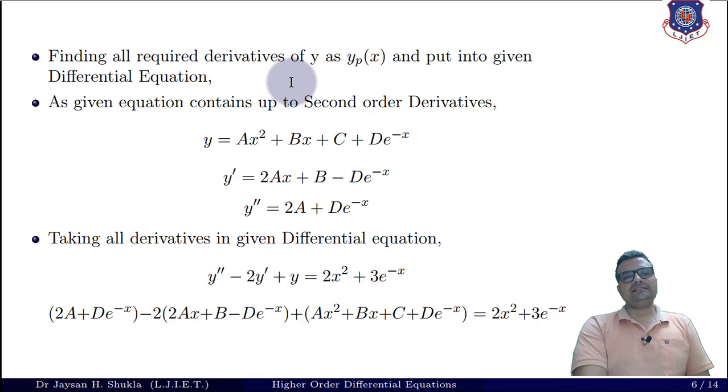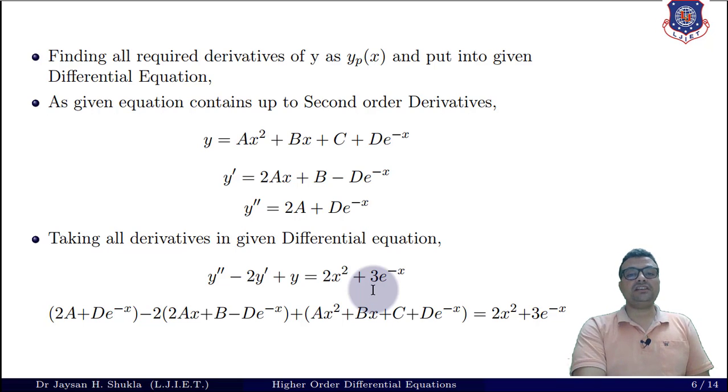Now the process is as usual. I am assuming that yp is a solution of the equation, and therefore I am finding all possible required derivatives. Now as my equation is of second order, I am taking y dash, y double dash. Okay, and therefore I am taking the simple derivative of this with respect to x.